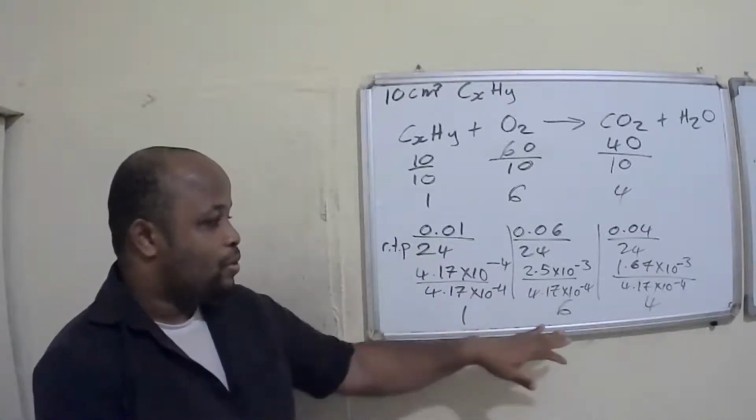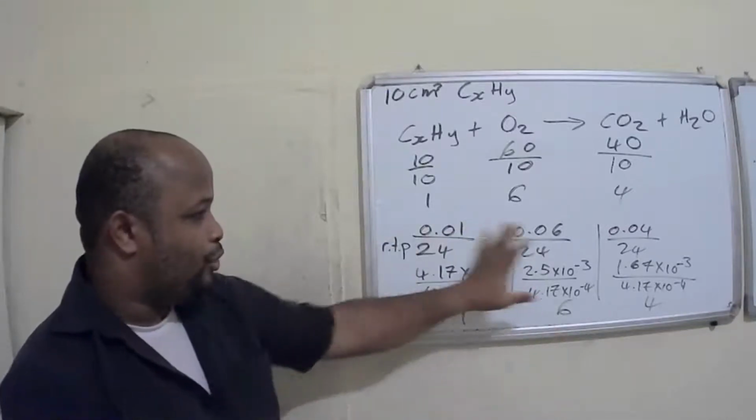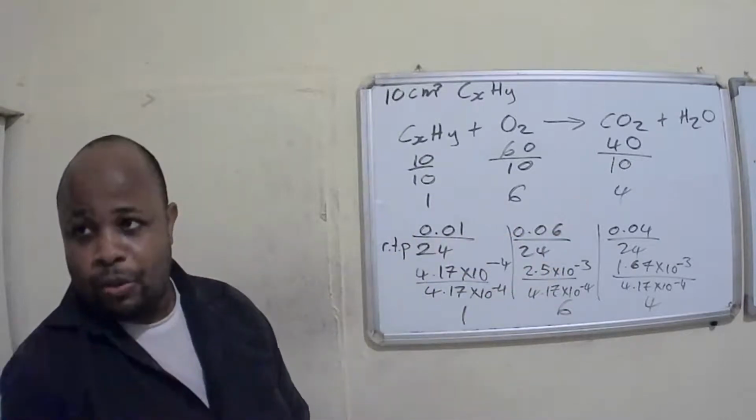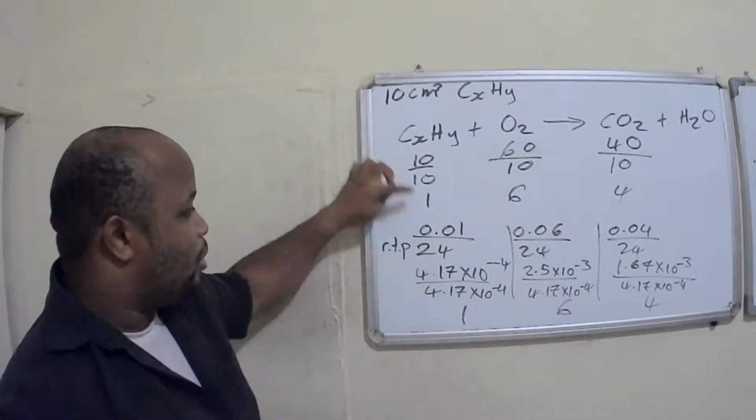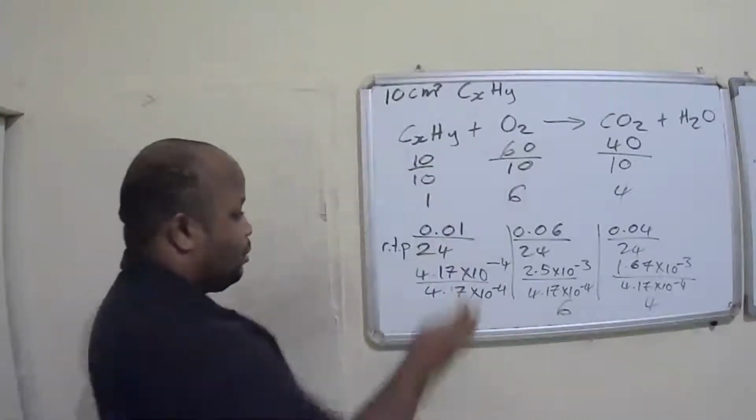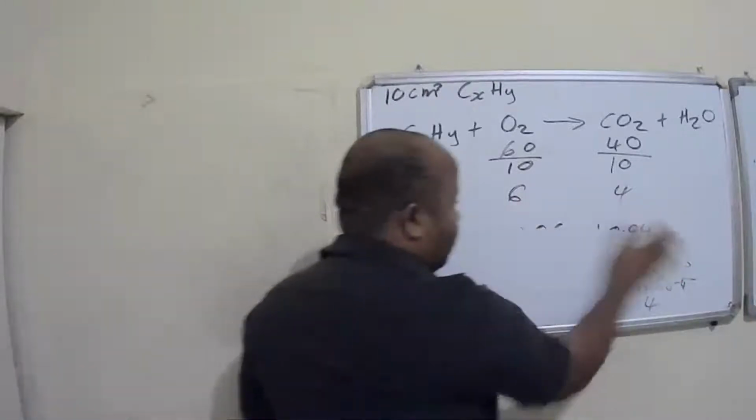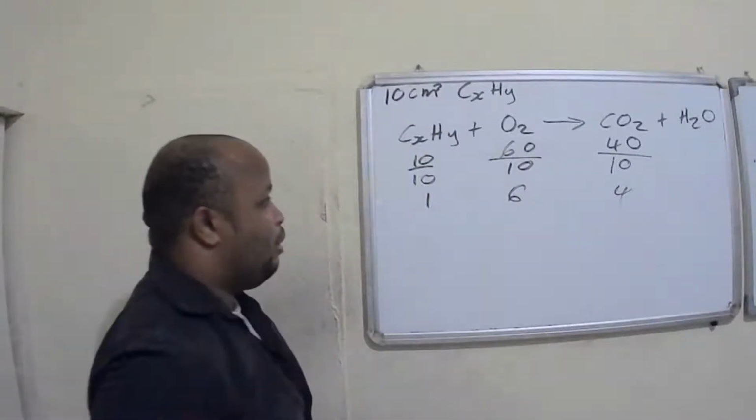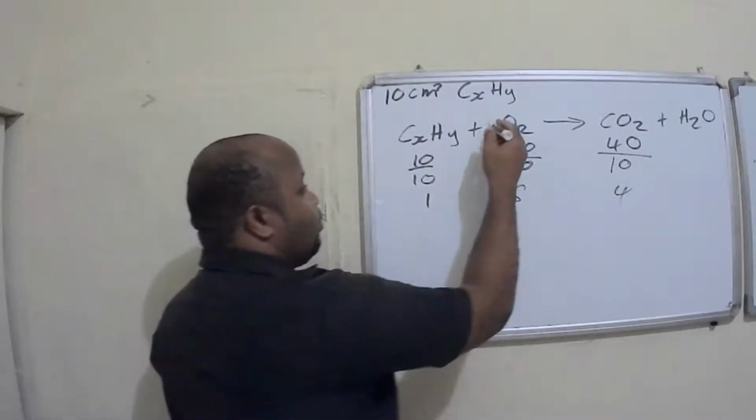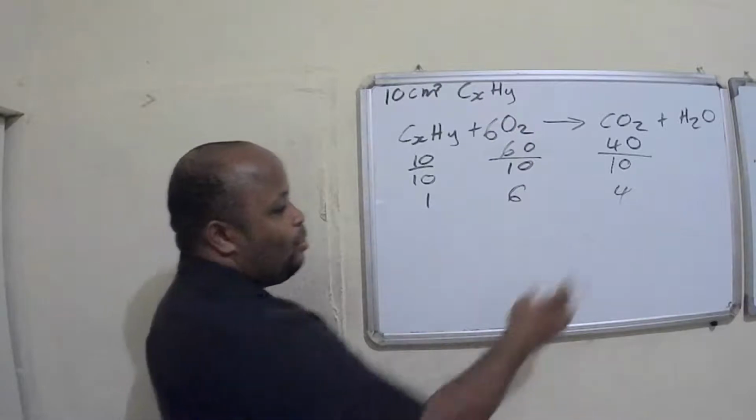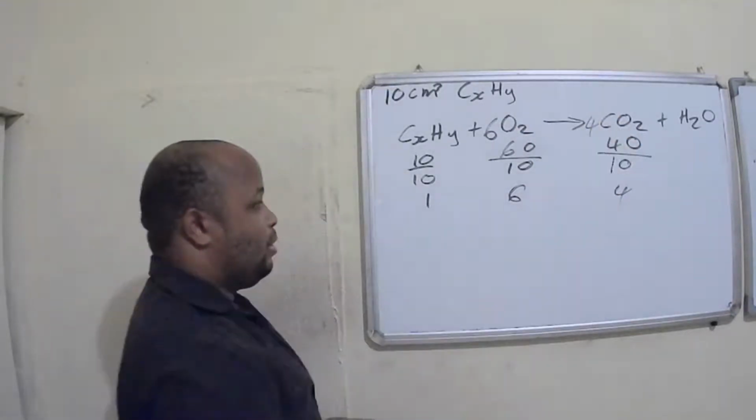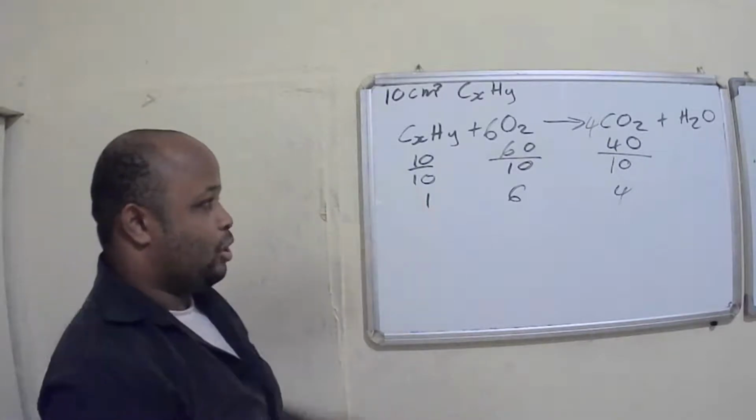Alright, so once we work this out now, I'm going to erase down here and go back to the 1, 6, and 4. So the first thing that we want to calculate is the amount of moles of our hydrocarbon in the equation. Alright, so we now know that we have 6 moles of oxygen, so we can put the 6. And we have 4 moles of CO2, so you can put the 4 there. And we have 1 mole of our hydrocarbon.